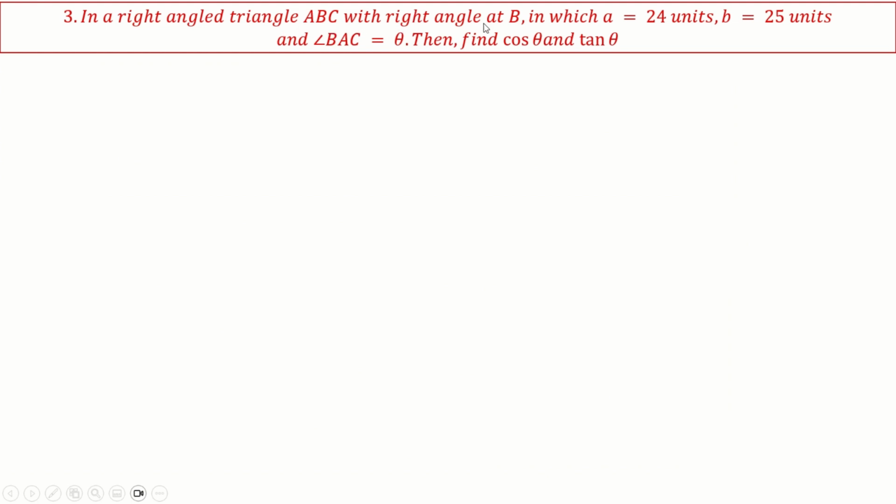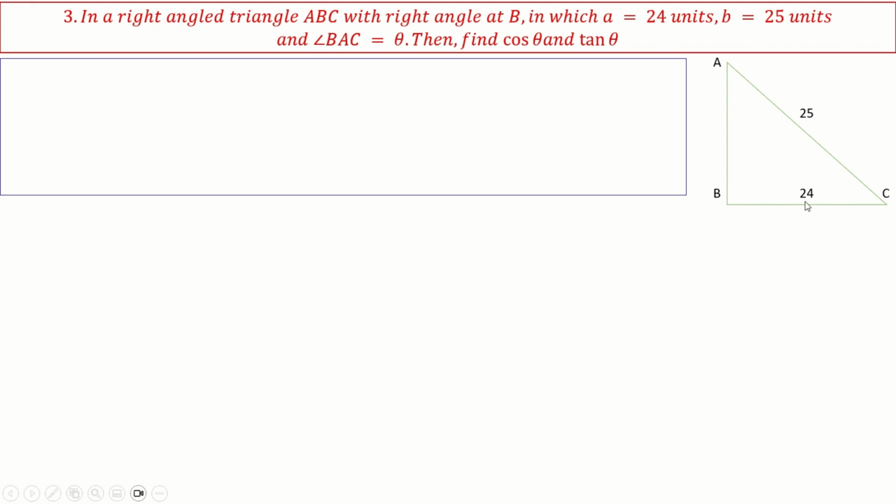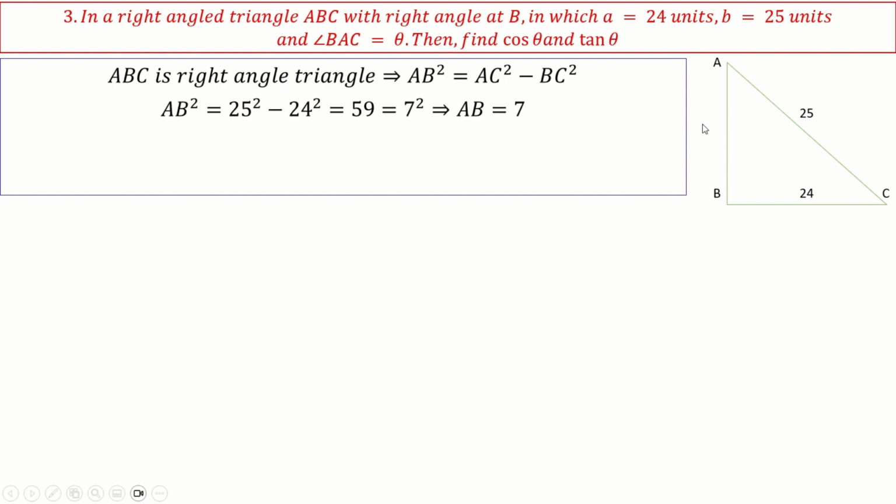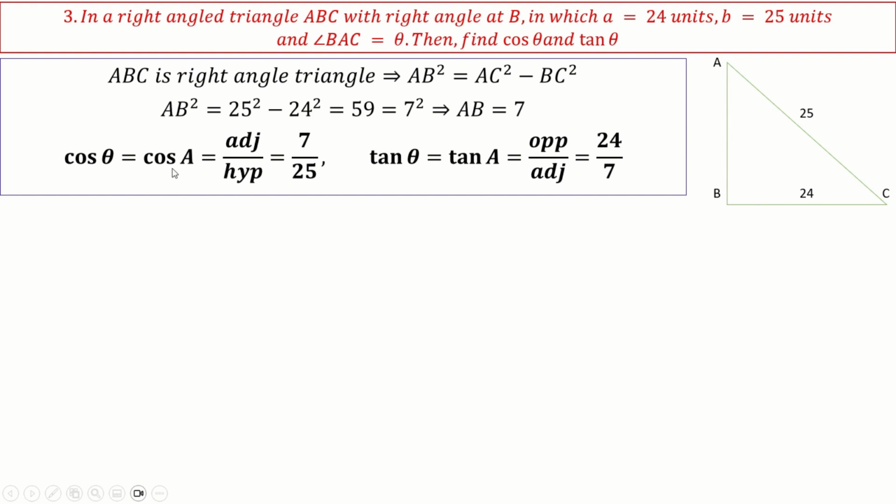In a right angle triangle ABC with right angle at B, in which AB equal to 24 units, AC is 25 units, and angle A is theta, find cos theta and tan theta. Same problem, 24 and 25 are given. You just need to find BC. This is theta. Then for cos theta, you need adjacent, which is the square root of 25 square minus 24 square, which is 7. Once you know this, cos theta is cos A, which is 7 by 25. Tan theta is tan A, opposite by adjacent, which is 24 by 7. Next.